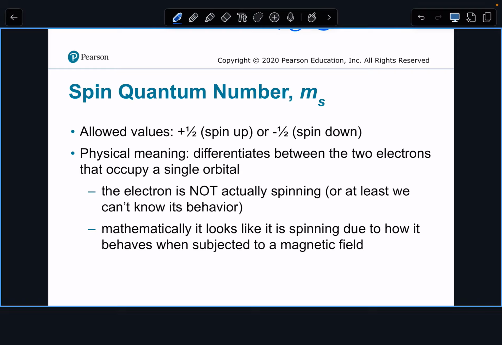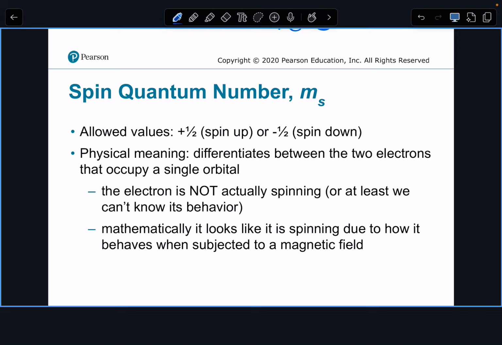So the N tells you this. The L tells you, is it this or is it this? And then the M sub L tells you, is it this one, is it this one, or is it this one? Okay. And then there's a further one. No, that's it for the orbitals. The M sub S tells you there can be 2 electrons in each orbital. Which one is it? So we can differentiate the two electrons by a thing called spin. And this is the only one that's not an integer. It's plus 1/2 or minus 1/2.